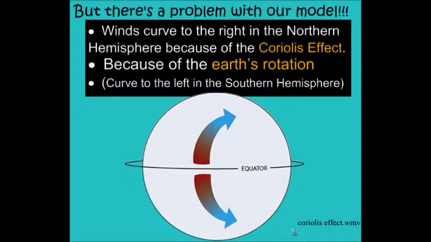Now there's a problem with our model, and that is because winds never actually blow to the north or to the south. They are deflected either to the right or to the left because the Earth is rotating. This is known as the Coriolis effect, and this little video here will explain this a little better.